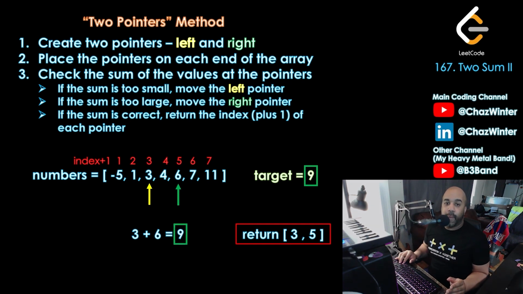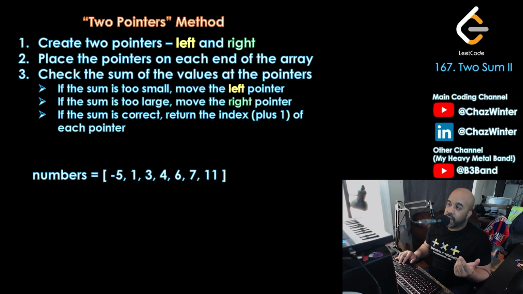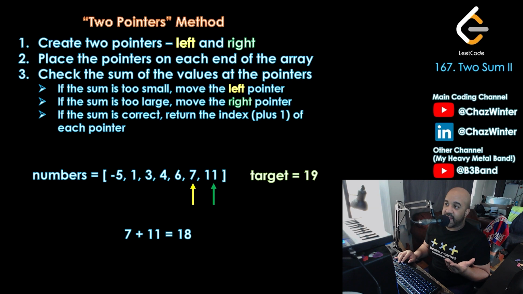Now, even though the problem states that we're guaranteed to have an answer, let's just see what happens if there is no answer. So let's say that instead of the target being 9, let's say the target was 19. Eventually what will happen is we will reach a step where the left pointer is at the 7 and the right pointer is at the 11. And then 7 plus 11 equals 18. 18 is too small. So we'll end up moving the left pointer over.